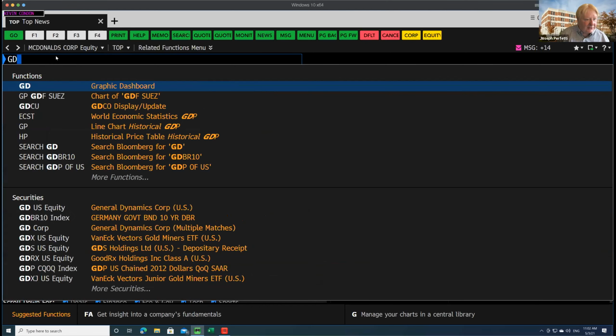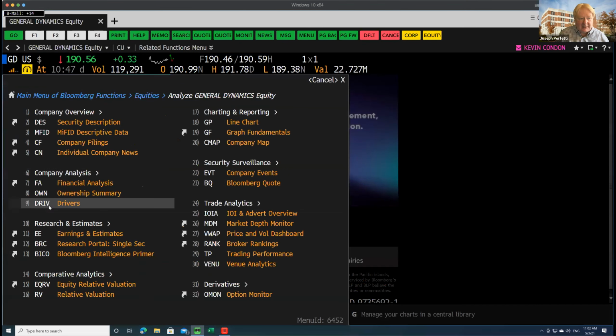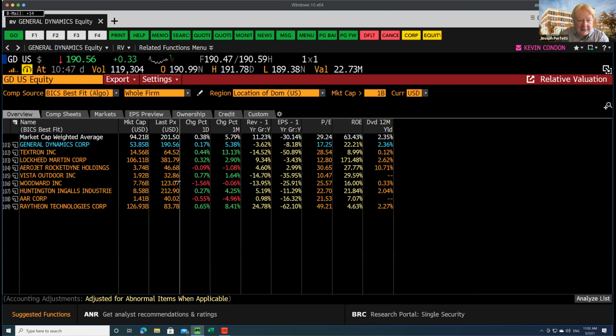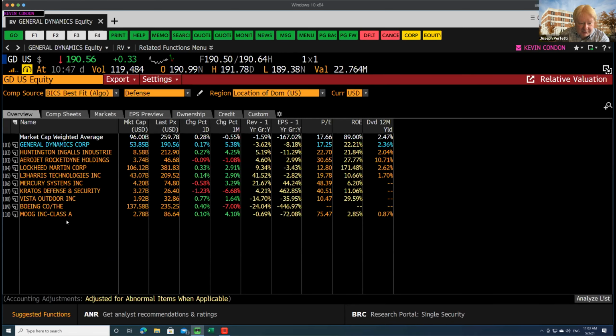And the companies that you need to do, just to make sure you see this in Bloomberg. If you were looking at GD US equity and RV, as you remember when we did EIC, they have 3 segments. Here under BIC's best fit algorithm, the first segment is defense, and these are the defense peers. What you're going to need to do is pick 2 companies on this list. I'm not going to tell you which 2 to pick, but pick 2 that you believe are representative, and that's who your peer group should be for defense.